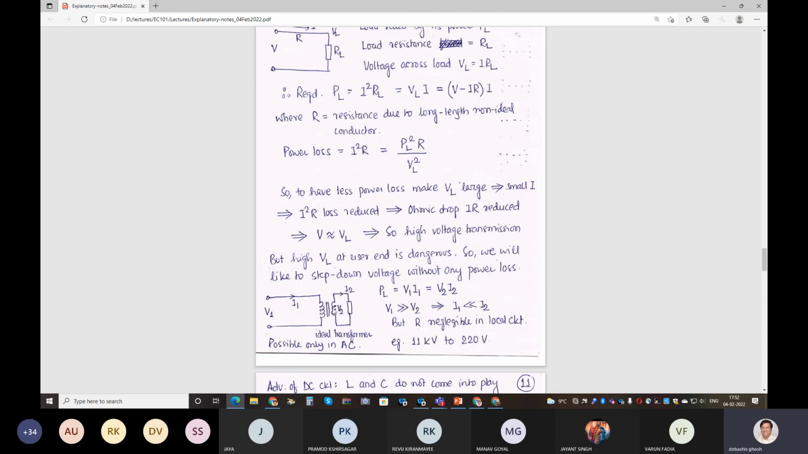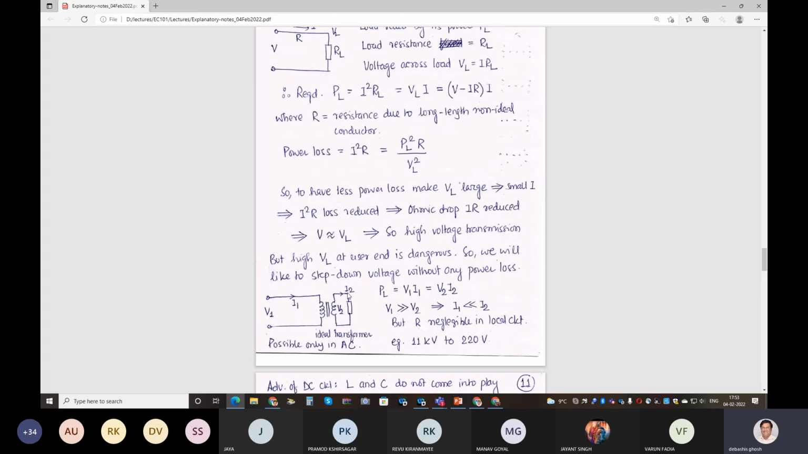Which is equal to your now V1 into I1, the same power on the two sides. So the same power V1 I1 passed on to this side becomes V2 I2. Now V1 is very large compared to V2, so I1 will be very small compared to I2 because the powers are the same. But I have this R. Here the current is more, here the current is less. So here there will be less ohmic drop, less power loss, I square R.